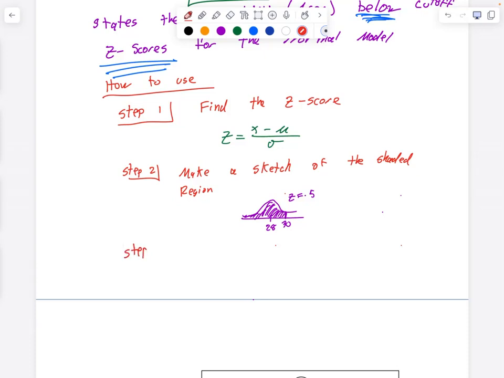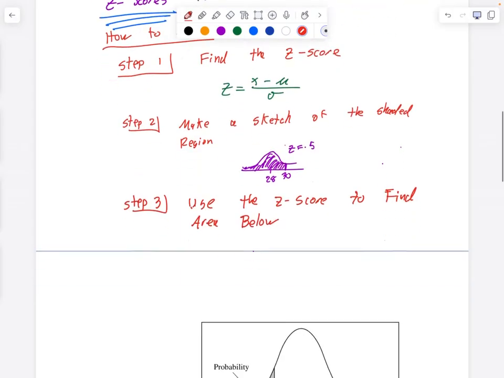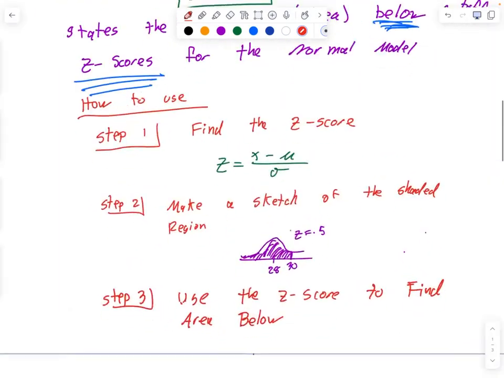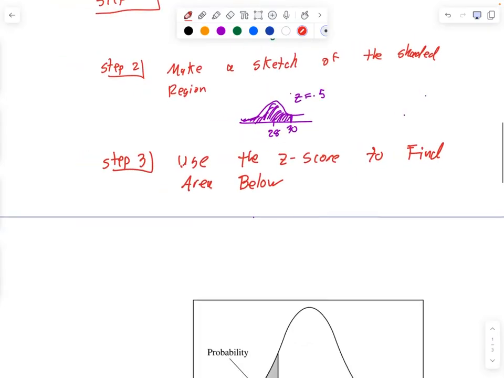If area is above, use 1 minus the area below. Now, this last part can get a little bit tricky, but I'm going to pause right here.